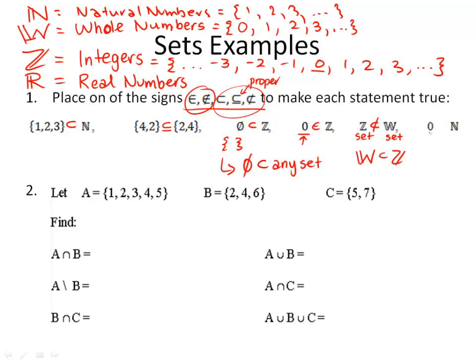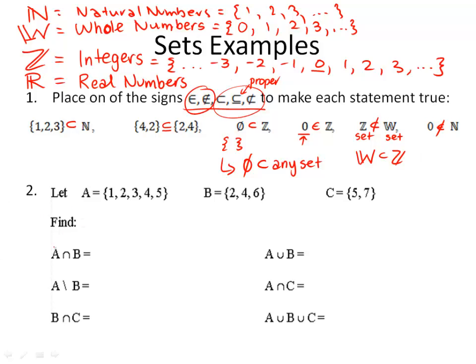All right, and last one here, 0, the element, has no set brackets. Is it part of N, the natural numbers? Well, in the natural numbers, they didn't know about 0, so it is not an element of the natural numbers. So that's how you use those symbols.